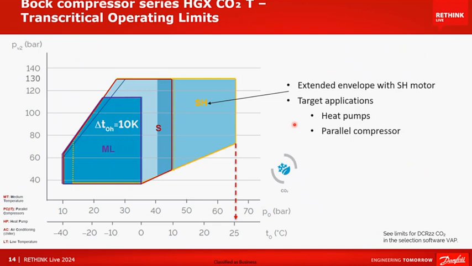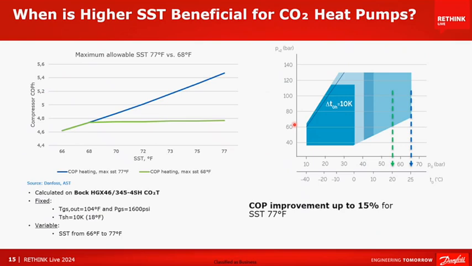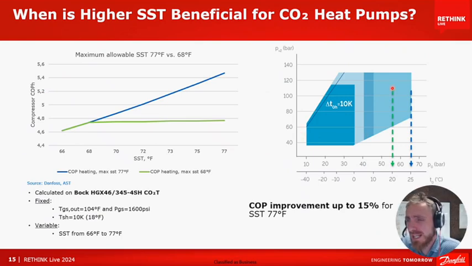Yeah, but what does it mean exactly for our application? Well, let's put it into perspective. Typically, with minor exceptions, manufacturers of CO2 transcritical compressors have a limitation in most of the envelopes at 66, 68F. With our envelope dedicated for heat pumps, we have 77F. So what impact does it have on the system?